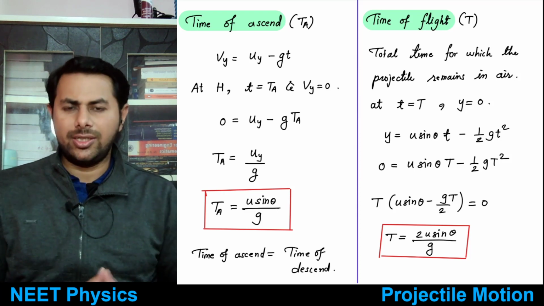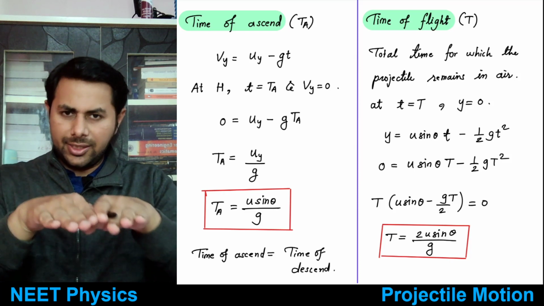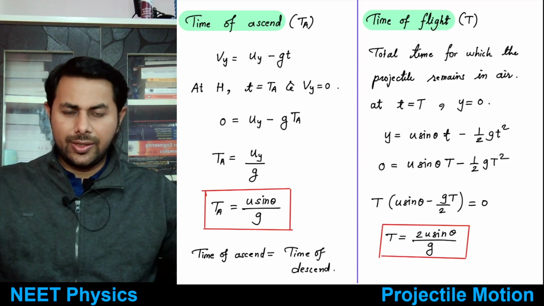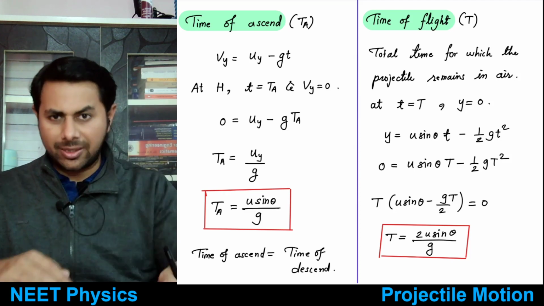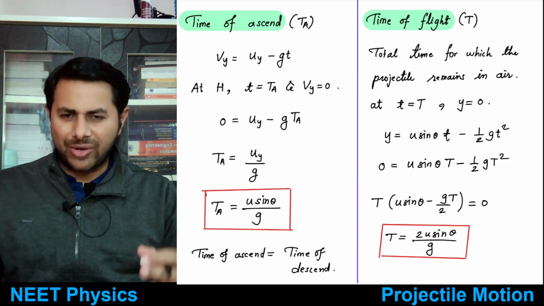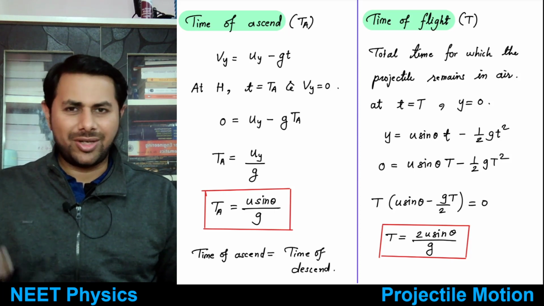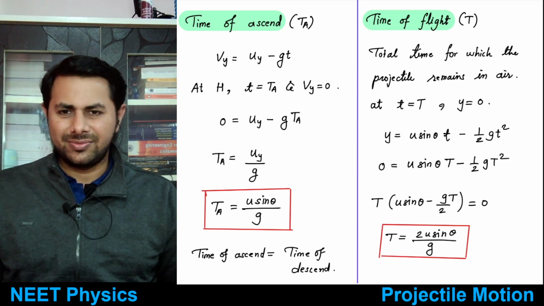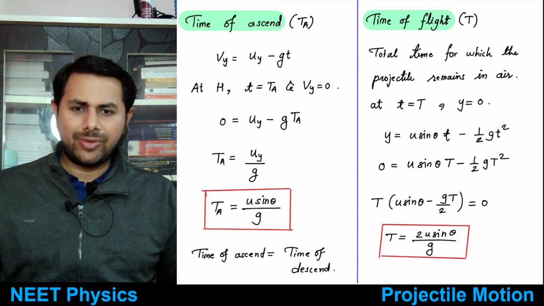So my question is, when you throw some object in air from the ground, and it is leveled ground, that means it's perfectly horizontal. So when you throw it and it comes back to the ground, the initial y coordinate was 0. So what will be the final y coordinate? It will also be 0. Right? So the y coordinate will be equal to 0.